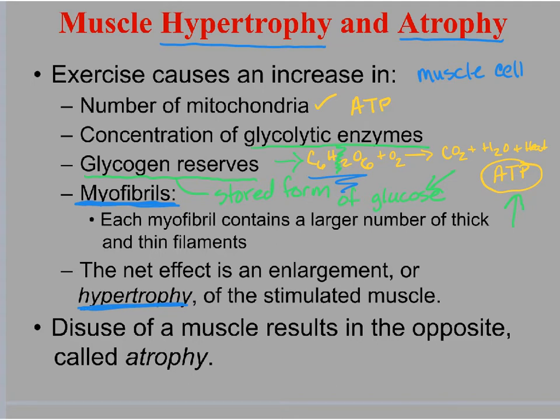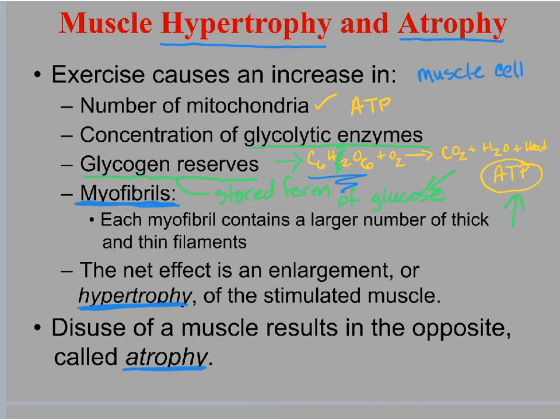Now, the reverse is true if you don't use a muscle. Muscle cells are metabolically expensive to maintain. So if you're not actively using or placing demand on those muscle cells, it doesn't make any sense to maintain them because they're expensive to maintain. So muscles will actually shrink when they're not being used. And when a muscle shrinks, that's called atrophy.